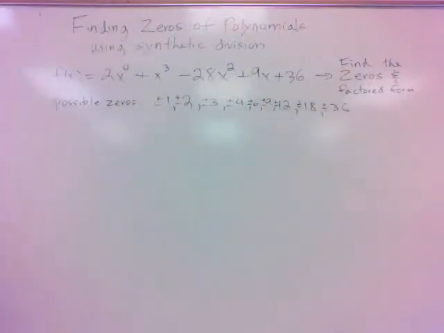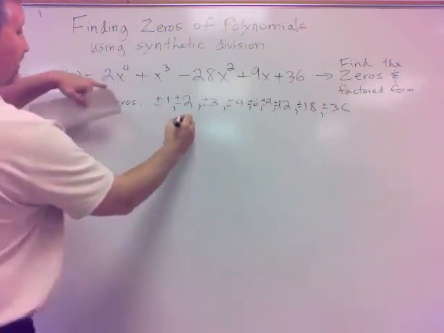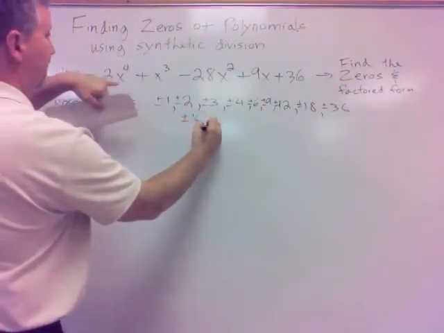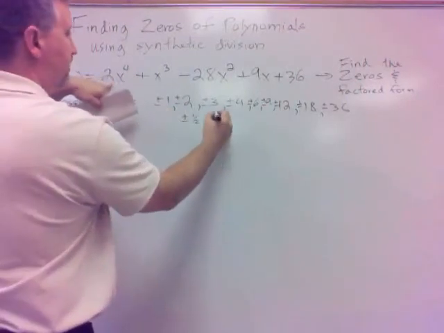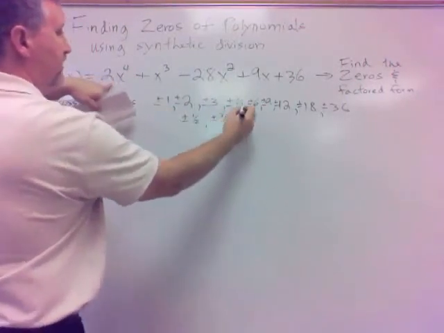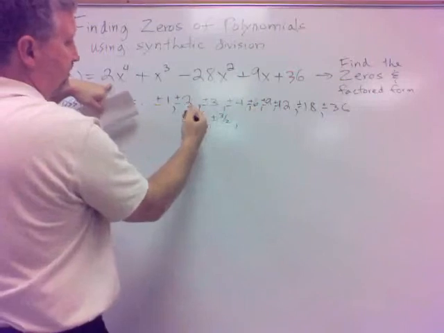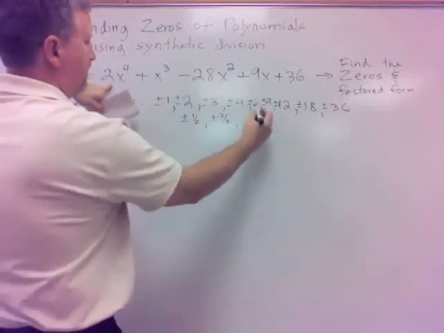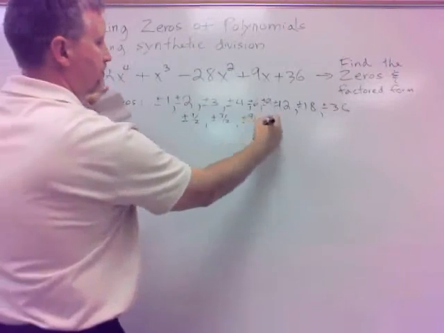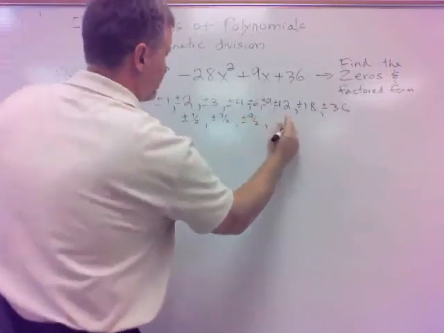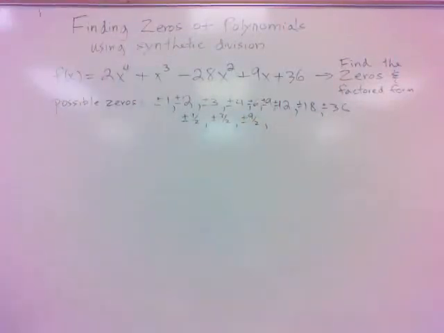But like I was saying, I could also get into plus or minus a half. Now, 2 divided by 2 would give me 1 again, and then I could do 3 divided by 2, and then I could do 4 divided by 2, which would just give me 2 again. 6 divided by 2 will give me 3. 9 divided by 2. See what I'm getting? Just divide those by 2. Actually, I think that's it. Okay. So anyway, lots of potential ones.